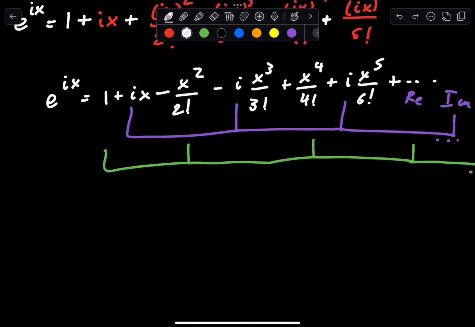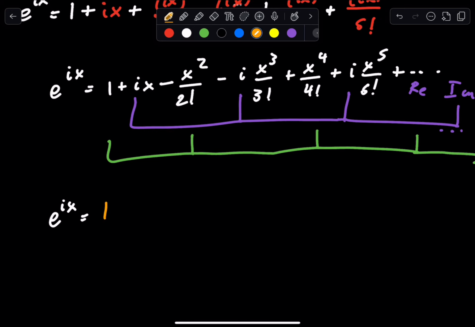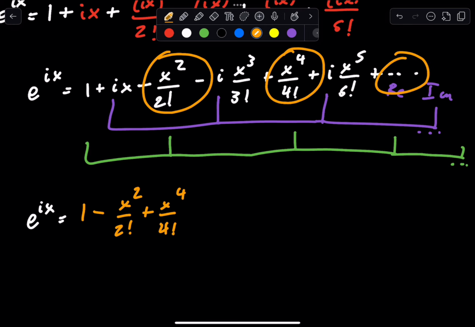What happens if we begin to group all of our real terms together and all of our imaginary terms together? Let's see. e to the ix is equal to, let's put all of our real terms together. We have 1, real, minus x squared over 2 factorial, real, plus x to the 4th over 4 factorial. This would be real as well. So we can add a plus dot, dot, dot, just like that. I'm going to put this in parentheses to indicate these are all of the real terms.